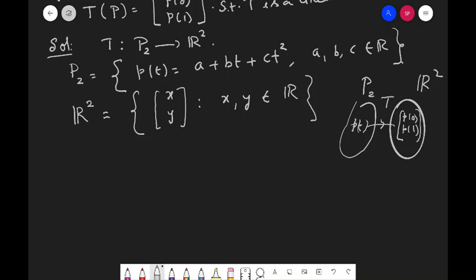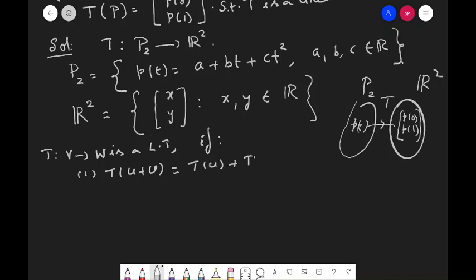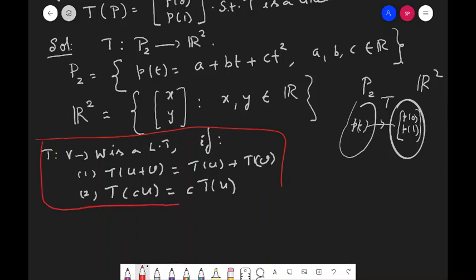Now we have to prove that this is a linear transformation. So for a linear transformation, what do we have to prove? We have to prove two conditions. This is the definition. T from V to W is a linear transformation if, number 1, T of U plus V is equal to T of U plus T of V, and number 2, T of CU is equal to C into T of U. This is what we will prove for any transformation to be a linear transformation.